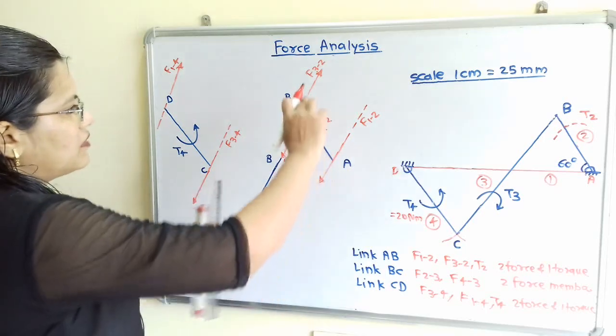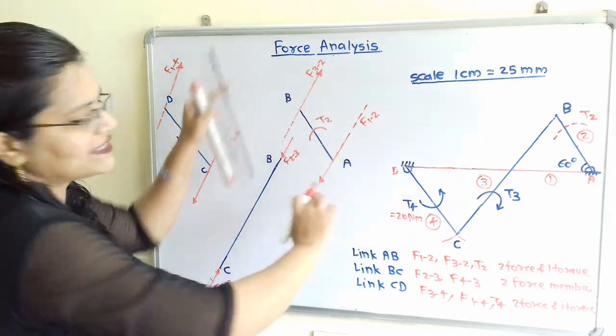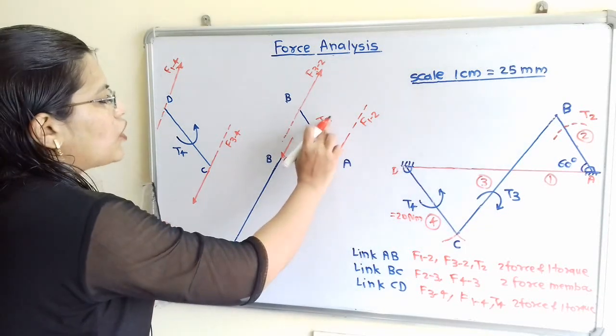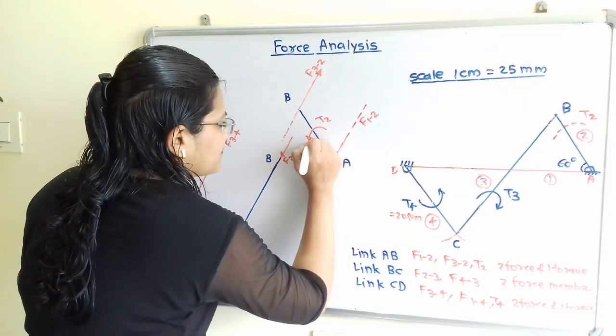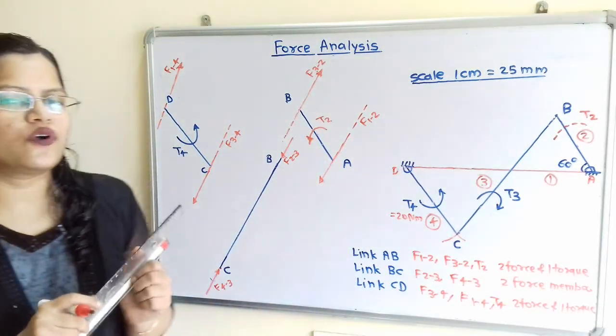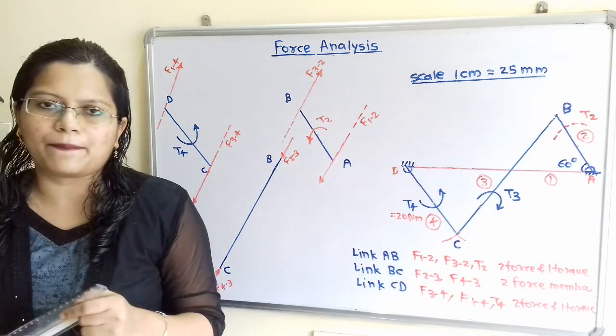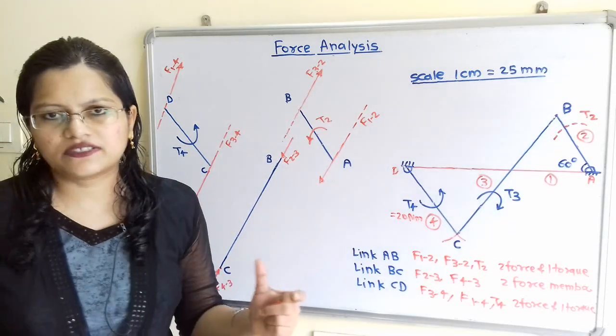If we observe, these two forces form a couple in the clockwise direction. So this torque T2 should be applied in anti-clockwise direction. So this is the direction. Now we don't know what is the magnitude of this applied torque T2. So this is the answer for the second subgroup.